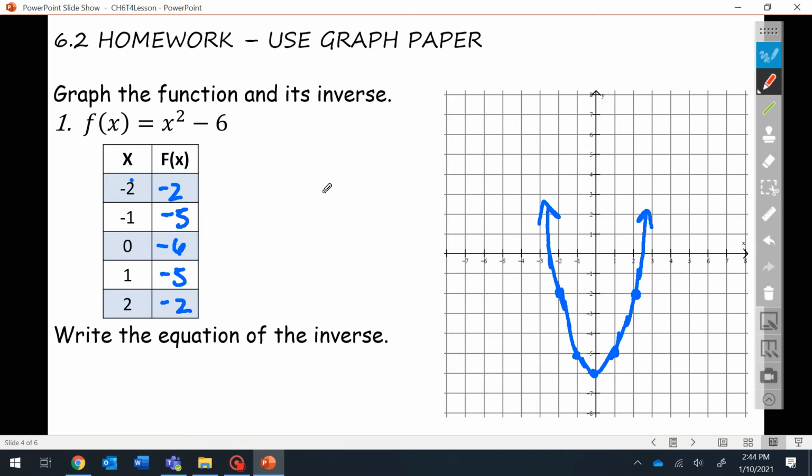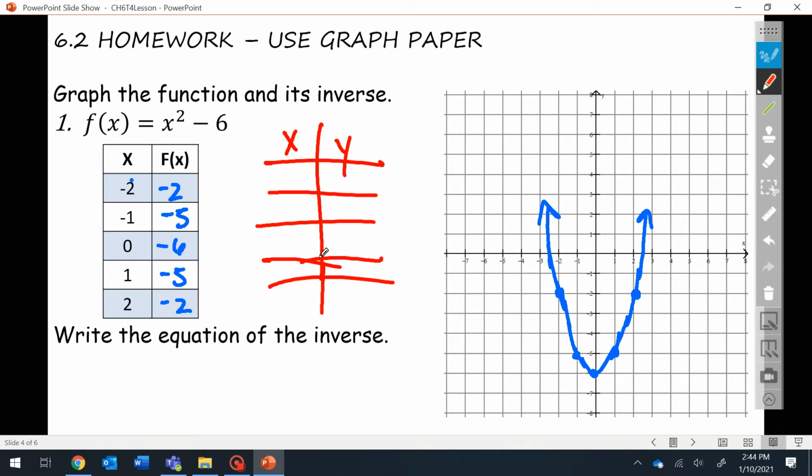Our inverse function, we just need to set up a table where the x and y values are switched. So the first point would be negative 2, negative 2, because those are the same. The next ones would be negative 5, negative 1, negative 6, 0, negative 5, 1, and negative 2, 2.